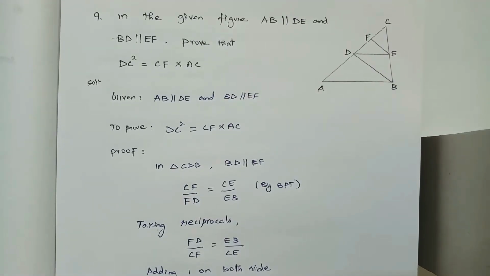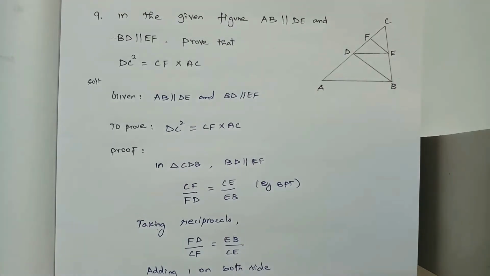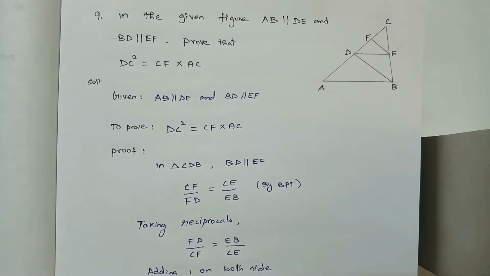Actually the triangle chapter is very easy, but you have to understand the property and apply it properly. You have to analyze which lines are parallel and which triangle to use. You have to understand properly and apply correctly. Then whatever they are asking, we will find it.